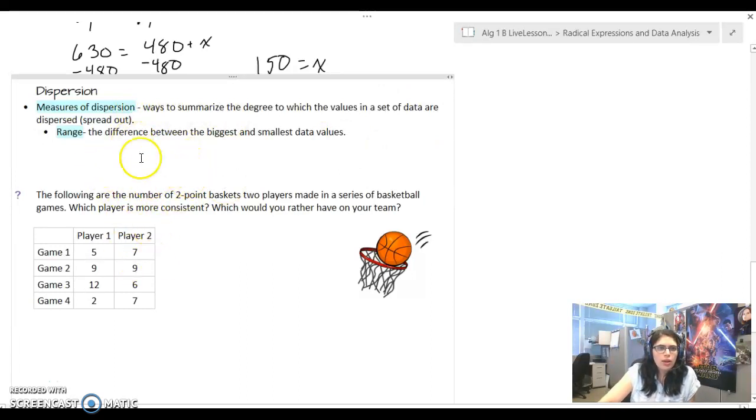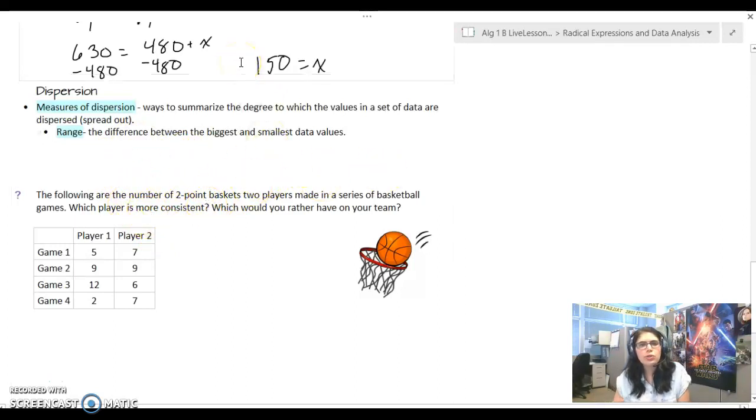The following are the number of 2-point baskets two players made in a series of basketball games. Which player is more consistent, and which would you rather have on your team? So I'm going to look at the ranges for player 1. So I'm going to call this range 1. And in the third game, they had 12 2-point baskets. And in the fourth game, they only had 2. So the range is going to be 12 minus 2, which is 10.